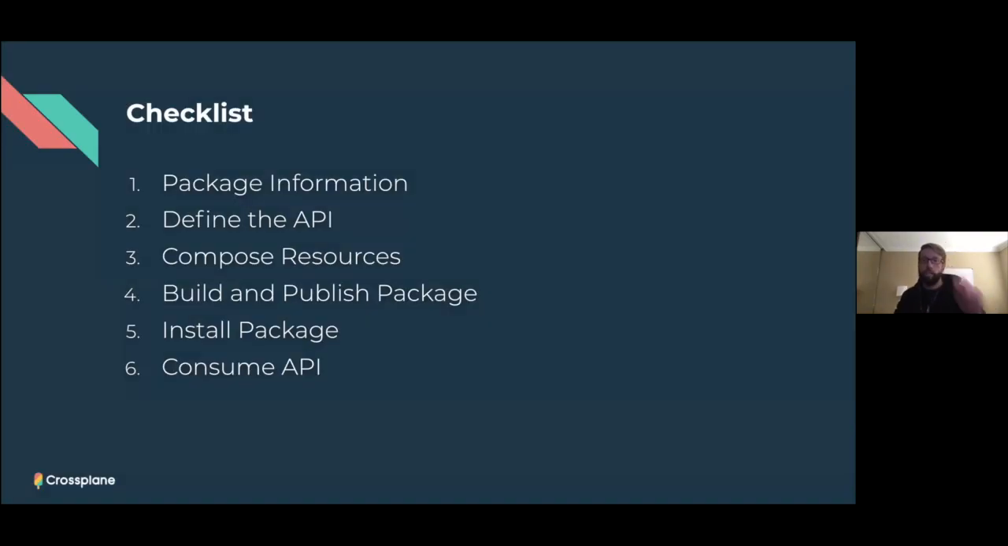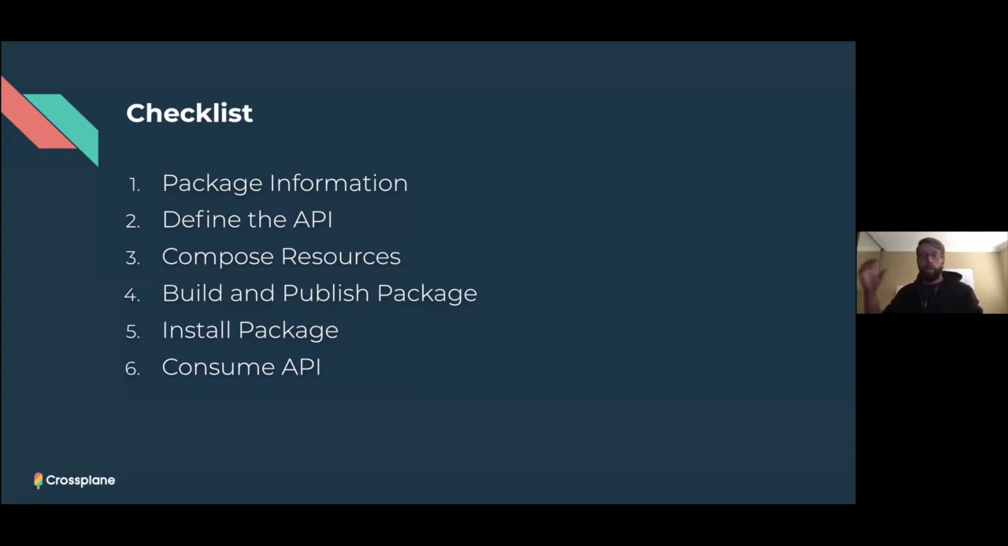So here, a quick checklist is what we're going to be walking through today. So 6 steps. The first one, we will just define some package information, general information about the package, some of its dependencies, et cetera. Then we'll define the API that we'll want to expose to our app teams. And then we'll define all the resources underneath that API. We'll start making compositions that will fulfill the implementations of that API. We'll build it and we'll pack it into a package and we'll publish it up to a registry.